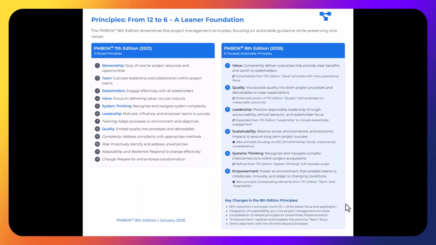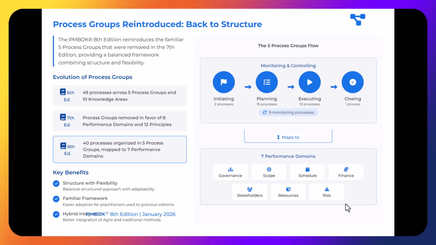So the process groups have a bit of a different structure, and I want to take you through that. We still have our initiating, planning, executing, and closing, but there's a monitoring and control that's not in here. It has 9 monitoring processes, and it maps to the 7 performance domains, which are governance, scope, schedule, finance, stakeholders, resources, and risk. And it shows you the evolution of the process groups.